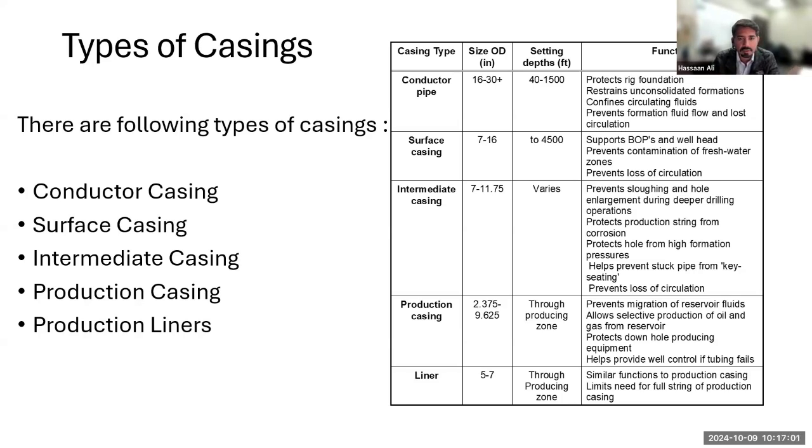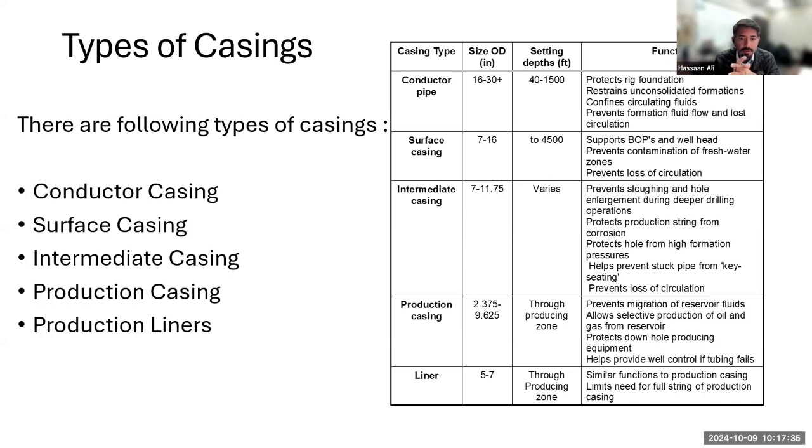And it has a very specific function. It protects the rig formation, it prevents formation fluid loss and lost circulation, and it prevents the rig from sinking into the hole when you are drilling it. Then we have what we call a surface casing, which can be all the way from 7 inches to 16 inches. And surface casing has one critical function. It supports the blowout preventer and the wellhead, because the wellhead is a very, very heavy piece of equipment. So surface casing is there to support the wellhead, preventing it from sinking in.